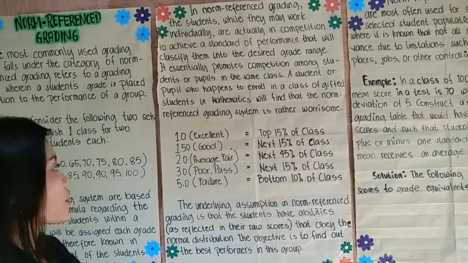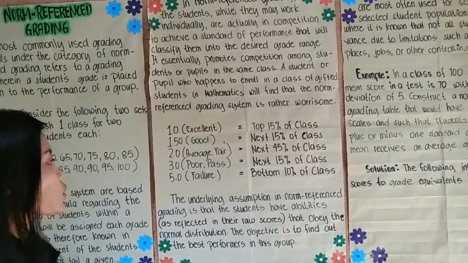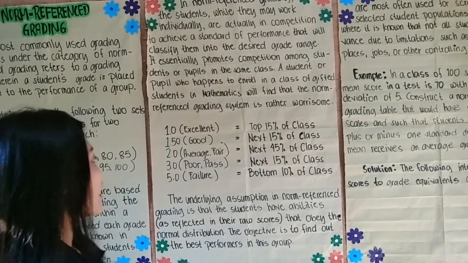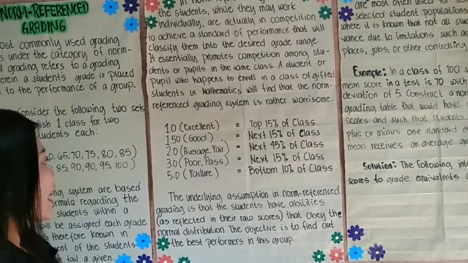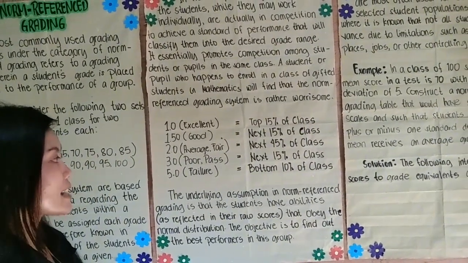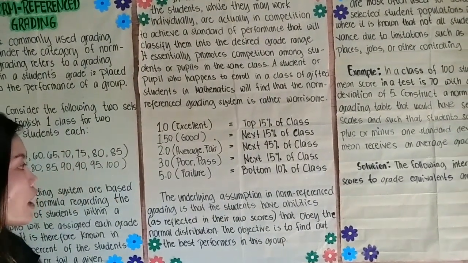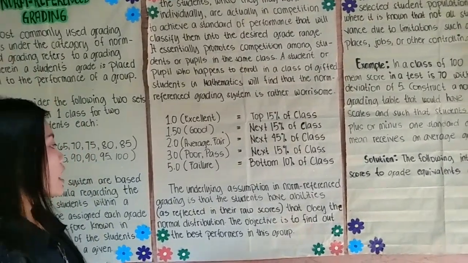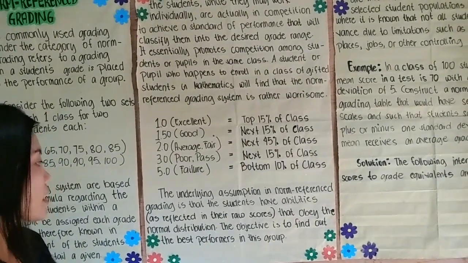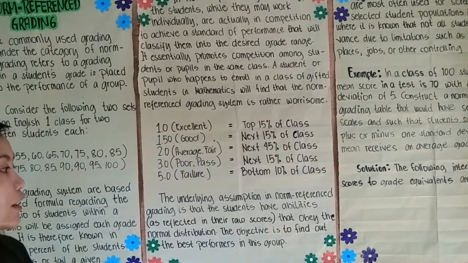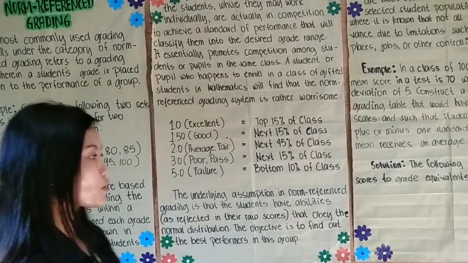1.0 is excellent, the top 15% of the class. 1.50 is good, 15% of the class. 2.0 is average or fair, 45% of the class. 3.0 is poor pass, equivalent to 15% of the class. And 5.0 is failure, the bottom 10% of the class. The underlying assumption in norm reference grading is that the students have abilities, as reflected in their raw scores, that obey the normal distribution. The objective is to find out the best performers in the group.